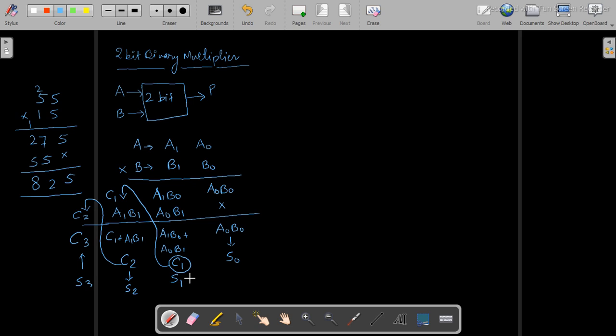Now it's time to design the logic diagram for this 2-bit binary multiplier. So in case we want to design this binary multiplier, we have four sums in the form of S0, S1, S2 and S3. So for S0, that is nothing but the product P0, and that is equal to A0 B0. For S1, that is equal to P1, and P1 is equal to A1 B0 plus A0 B1.